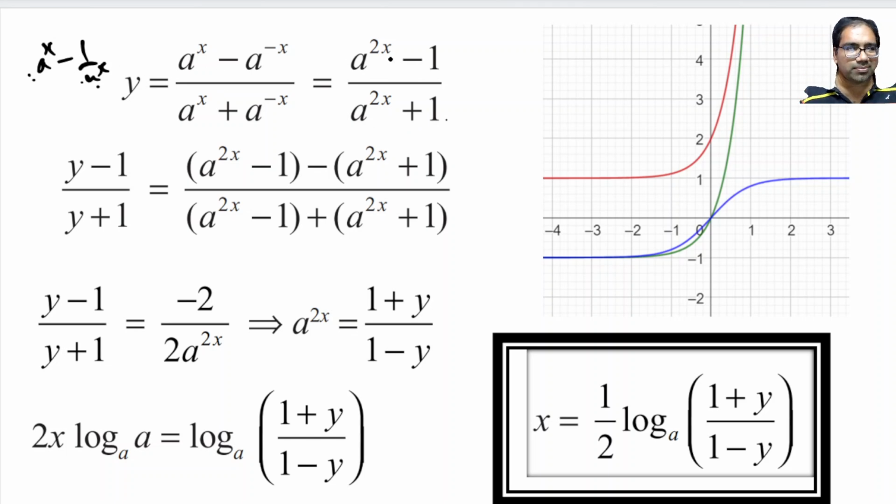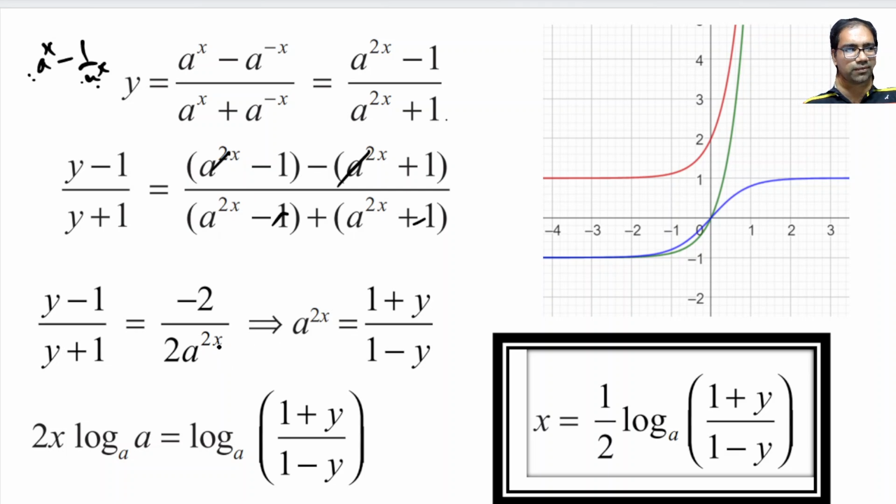Our goal is to express x in terms of y. So we have a^2x in the numerator and the denominator also. Let us try to simplify further to get x in terms of y. So let's do (y - 1) by (y + 1). In the numerator, these two will get cancelled and we will be left with minus 2. In the denominator, this minus 1 and this plus 1 will get cancelled, and we will be left with 2a^2x.